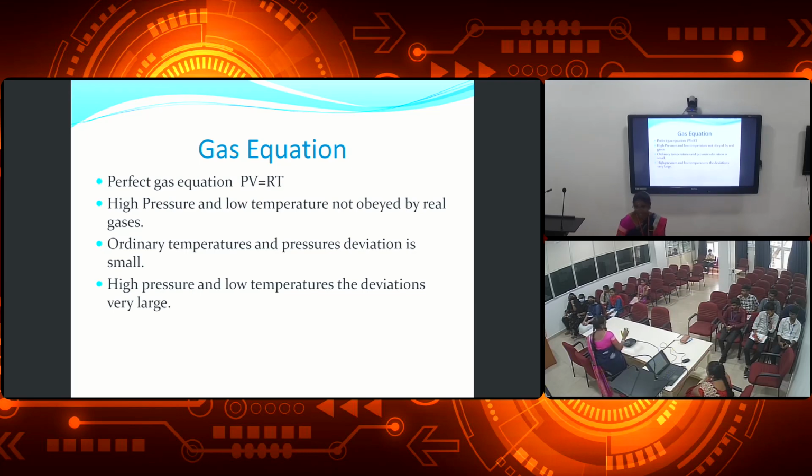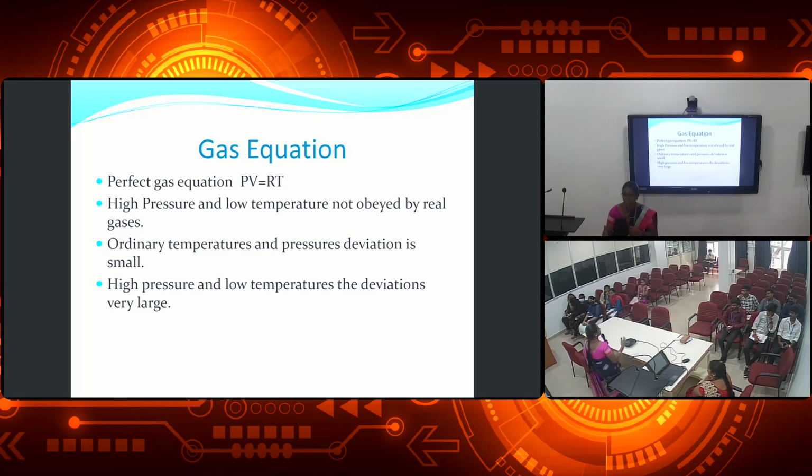But if we increase the pressure, what happens? All the molecules come closer. This condition is not obeyed. PV is not equal to RT, and the relation that the product of pressure and volume is directly proportional to temperature is not obeyed at high pressure. So we need corrections. These corrections were made by van der Waals in 1879.